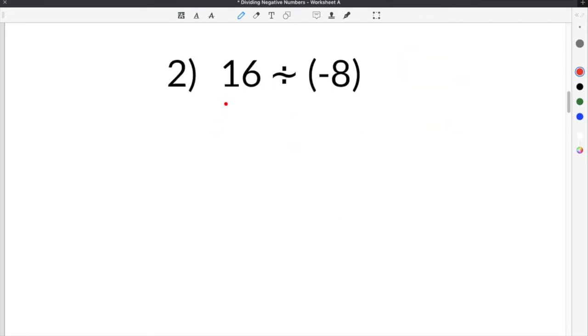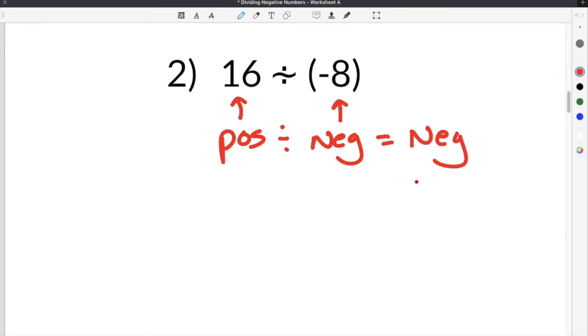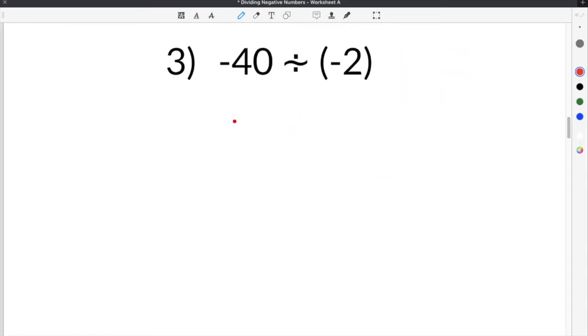Jumping down to number 2, it gives us 16 divided by negative 8. Now this time we have a positive number, 16, divided by a negative number, 8 being negative. So we already know that they have different signs, and when they have different signs, your answer will be a negative. So in this case, 16 divided by 8 is going to be 2. And then we know a positive divided by a negative has to be a negative number, so our answer is going to be negative 2.